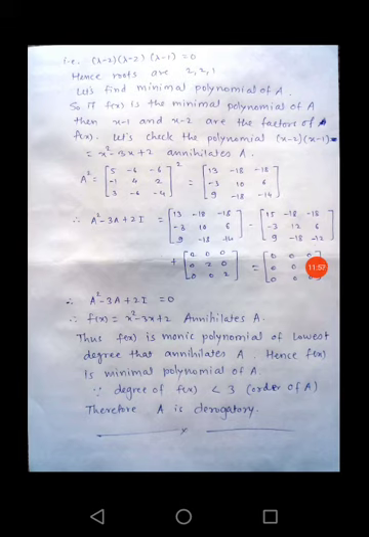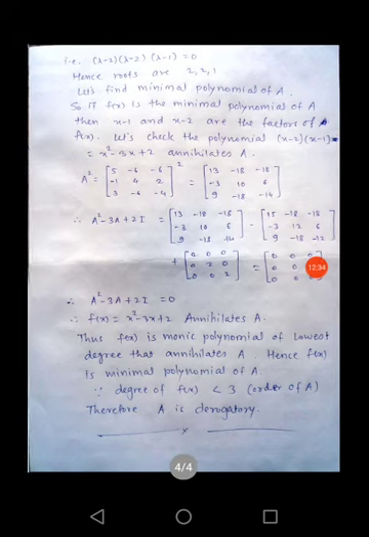So now let's find the minimal polynomial of A. This is one part, and now we are going to find the minimal polynomial. The procedure is that here the first two eigenvalues are the same and the third one is distinct. So if f of x is the minimal polynomial of A, then x minus 1 and x minus 2 are the factors of f of x. Now let's check the polynomial x minus 2 into x minus 1. The product of these two factors is nothing but x square minus 3x plus 2, and we check whether it annihilates A.